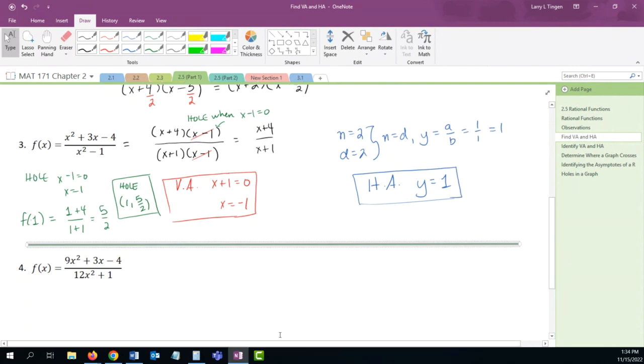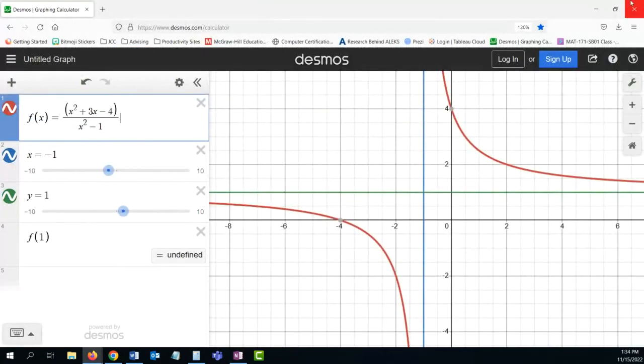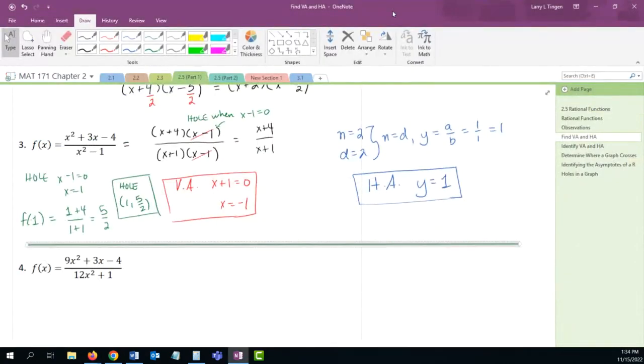What's next? Number 4, or page 4, or excuse me, question 4. What are my vertical and horizontal asymptotes? Well, do I have something that factors here? Okay. What makes the denominator 0? All right. And then we'll come up here and deal with this.